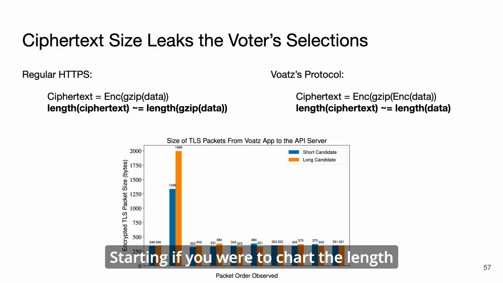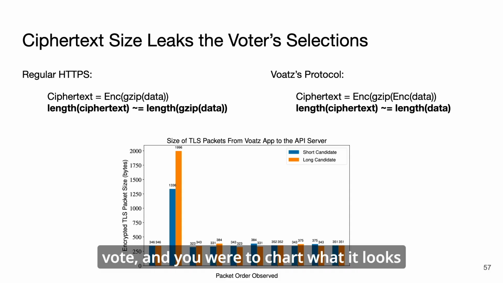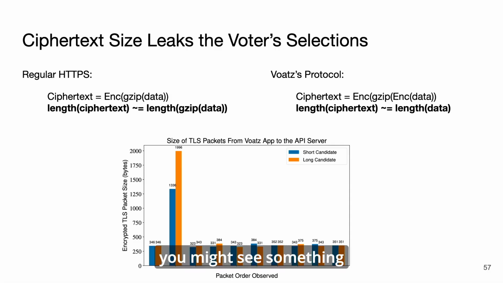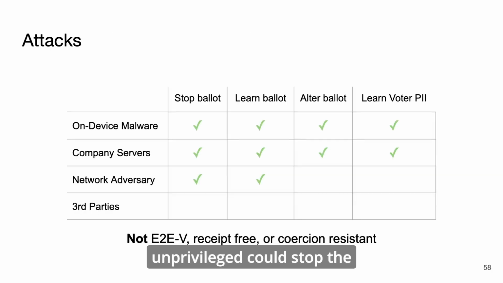Meaning, if you were to chart the length of the packets when you're submitting your vote, and you were to chart what it looks like when you submit for a candidate with a short description and a candidate with a long description, you might see something like this. Can you tell which packet is the vote submission? Can you tell which packet was for which candidate? So it's very clear from an ISP, even before the packet has a chance to hit Votes' servers, who the person voted for. So this ends up meaning that a network adversary who's entirely unprivileged could stop the ballot and actually learn what the ballot said. So this is not great.